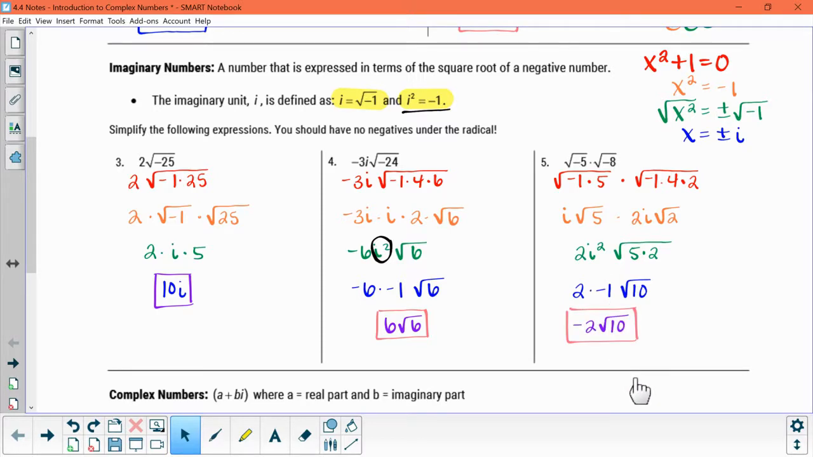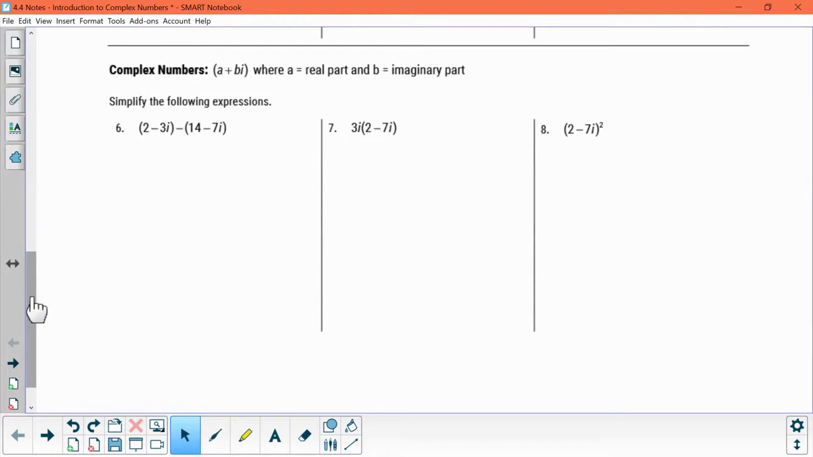Okay, let's introduce the concept of a complex number. A complex number is written as a plus bi, where a is the real part and b is the imaginary part. So we have addition or subtraction occurring. So let's go ahead and do some simplification with complex numbers.